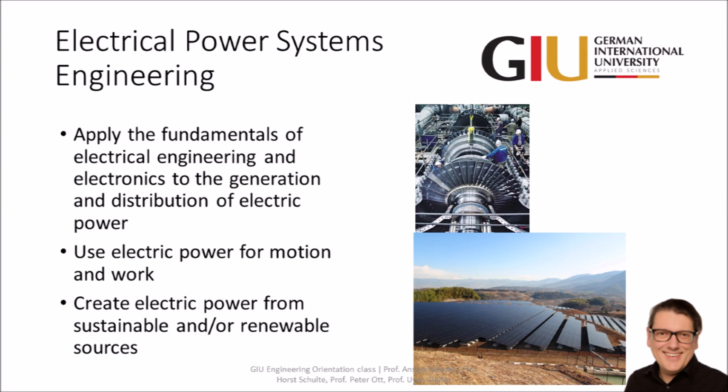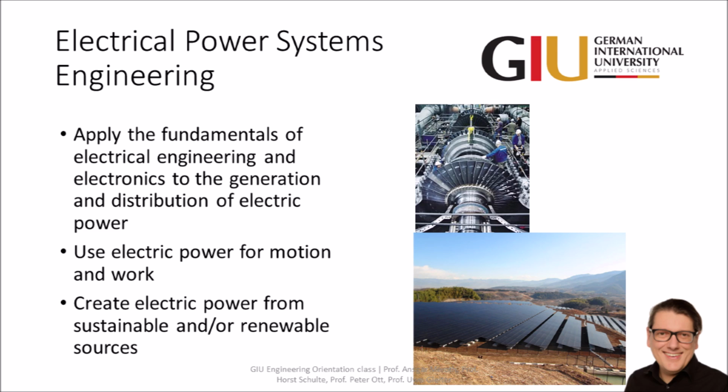Electrical power systems engineering has three main topics. First, generation of power using power plants, conventional power plants, or distributed renewable ones. Then the transmission. After the generation, you have to transmit the power. Normally, the consumers and the loads are not close to the generation. And the distribution. Distribution in a huge city or distribution in a village area.